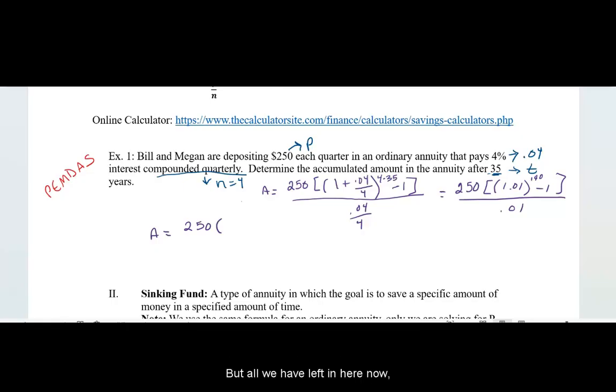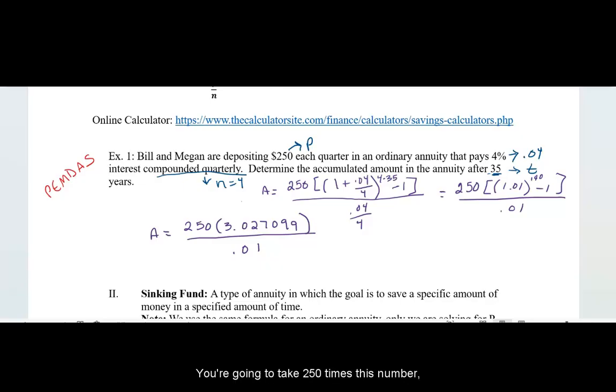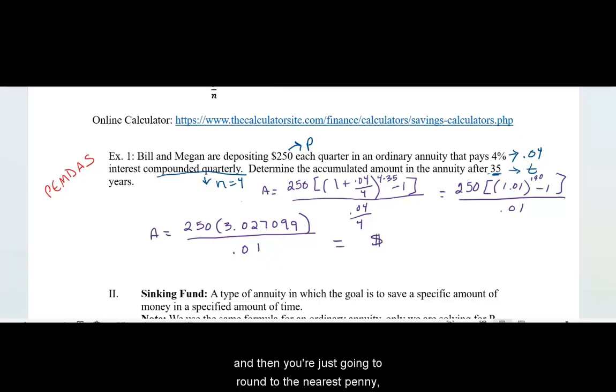But all we have left in here now, because we're going to take that to the exponent minus 1, and I'm just going to write down a few numbers that I'm seeing on the calculator. Try to write out as far as I can, and then divide it by 0.01. See how much nicer this looks now? Now you can do this on your calculator. You're going to take 250 times this number, then take that answer divided by 0.01. And then you're just going to round to the nearest penny. And you should get $75,677.48.